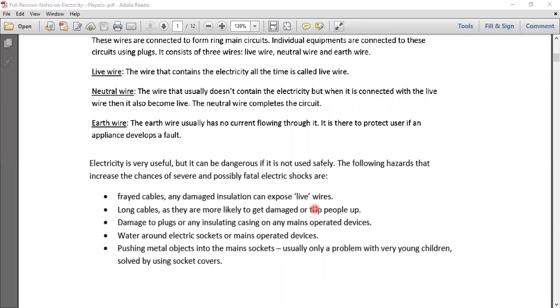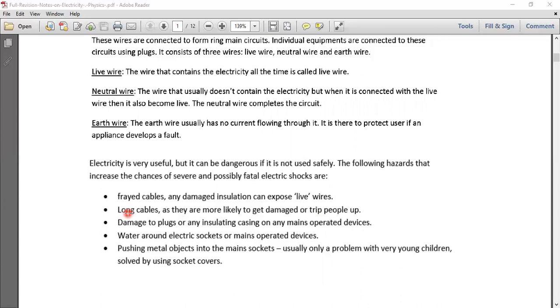The second point is long cables, as they are more likely to get damaged or trip people up. If you are using a long cable, it might get tangled with the user and trip them up. This is a disadvantage of using long cables. They are dangerous if they get caught on you and you topple over.